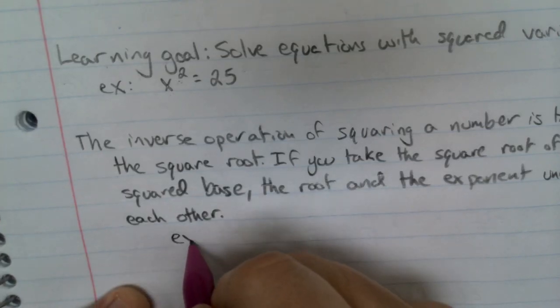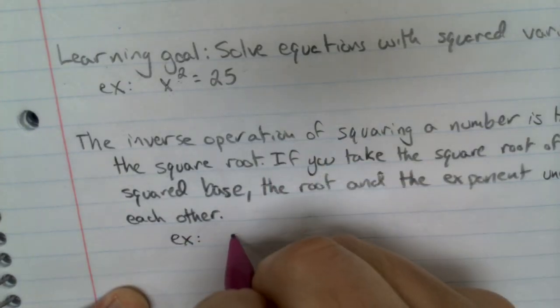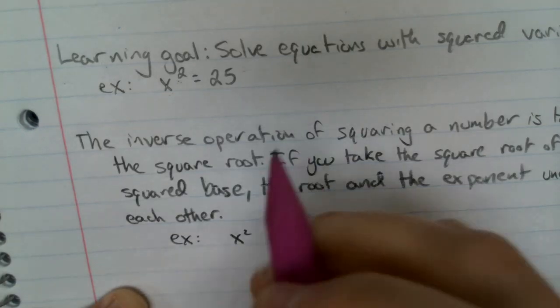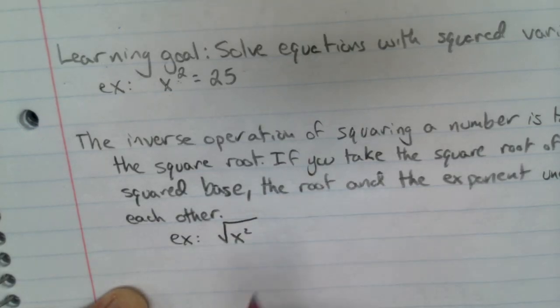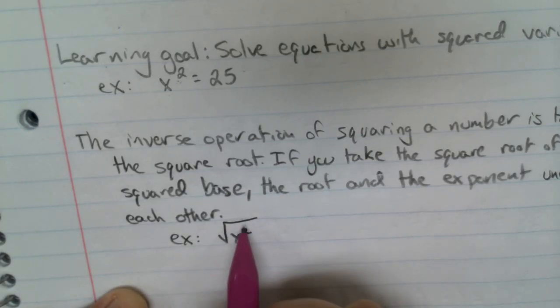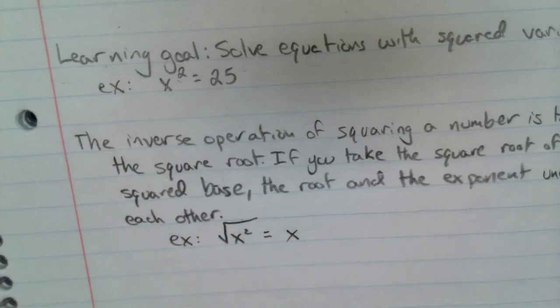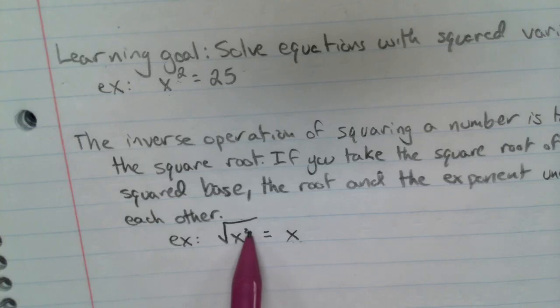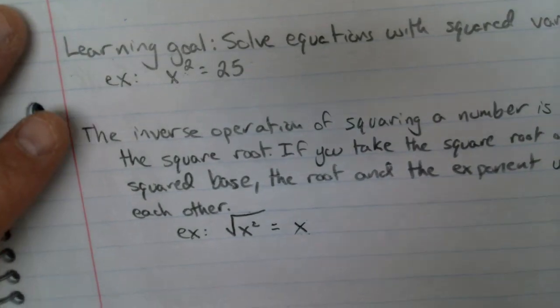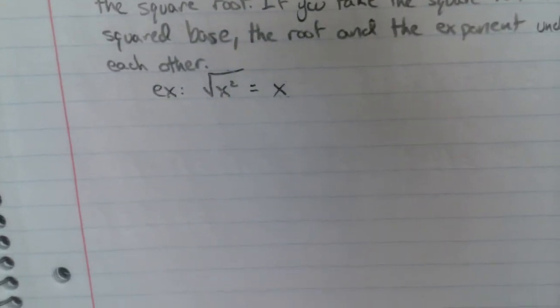For example, if I have x squared and I take the square root of that, this exponent and this root undo each other, and I'm left with just x. So remember, when we're solving an equation, our end goal is to get that variable completely by itself. That includes no exponents other than 1. So that's what we're going to use to solve an equation with a squared variable. So let me show you how to do that now.